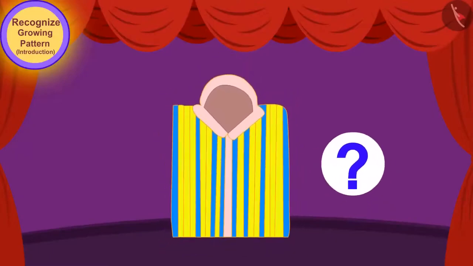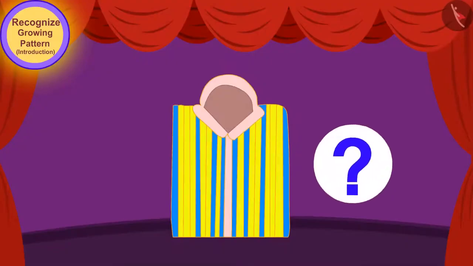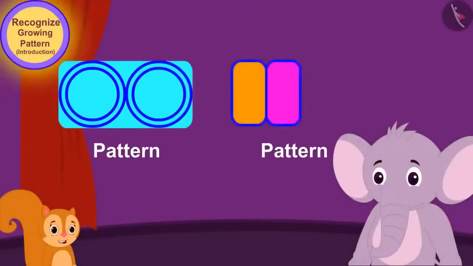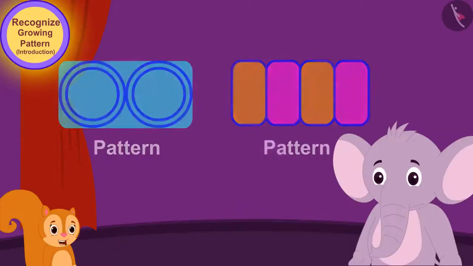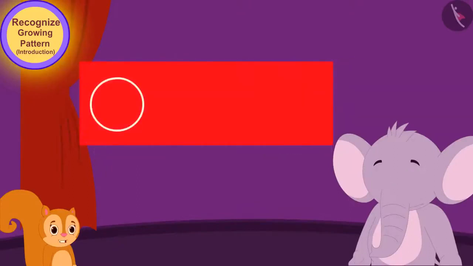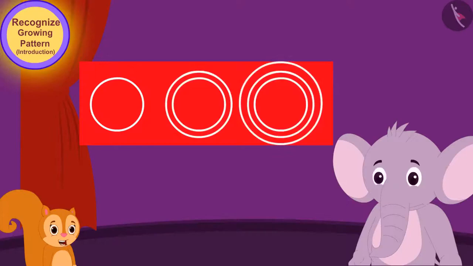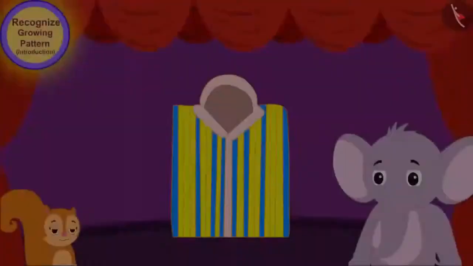Let's see what Chanda is telling Appu. Hey, Appu, it is not necessary that the pattern is made only with some kind of repetition. There are also some patterns in which, by increasing the size or color by a particular rule, they are added to the pattern. These patterns are called growing patterns.